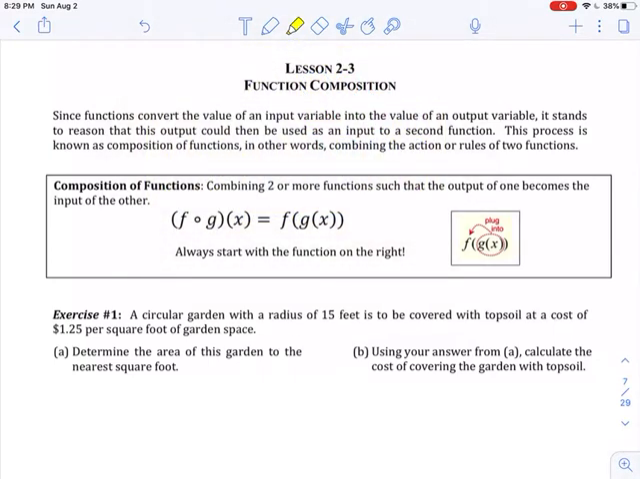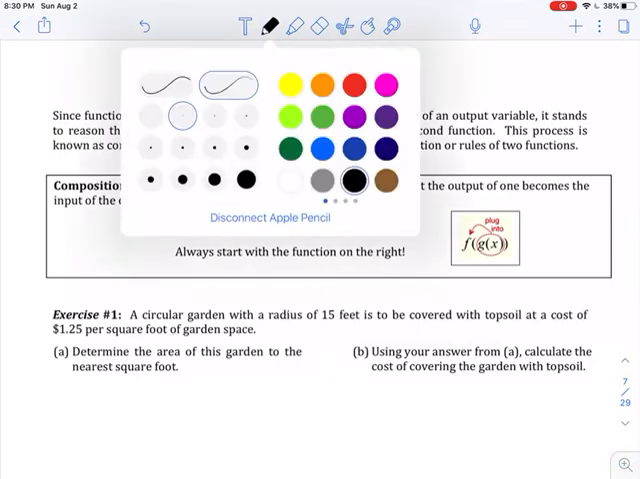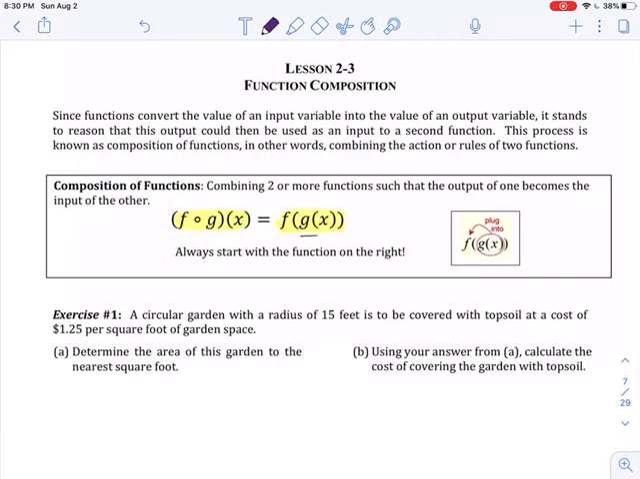So there's different notation that we can look at. I have f following g of x on the left, and on the right I have f of g of x. Both of these mean the same thing. They're just two different ways of writing it. I always start with the function on the right. So basically, looking at the one on the right here, I'm going to start with g of x. That's going to be my first function. And then whatever answer I get for that goes into f. Same thing here. I'm going to start with g of x, and then that output from g of x becomes the input for f of x.